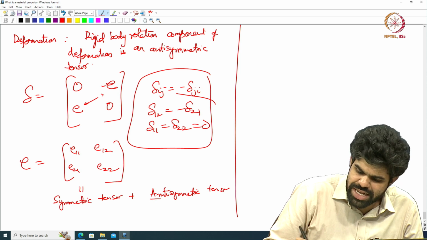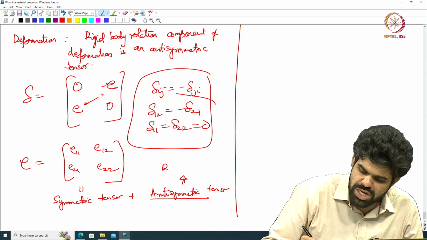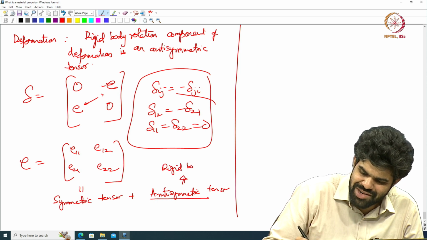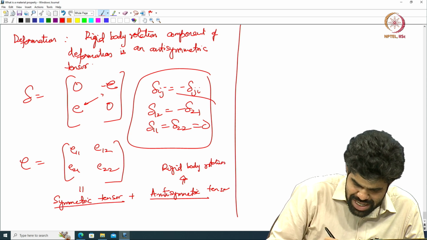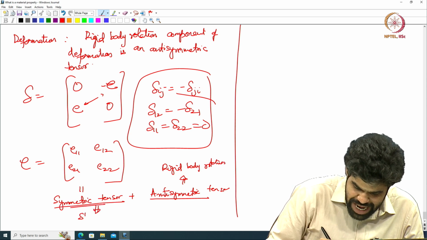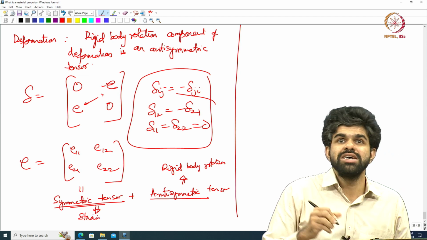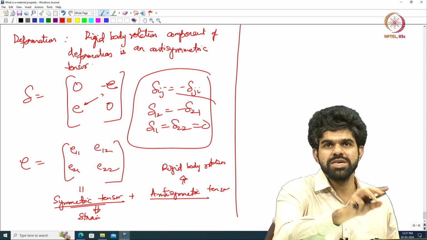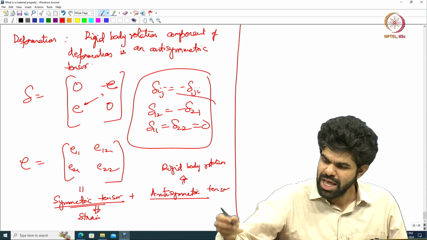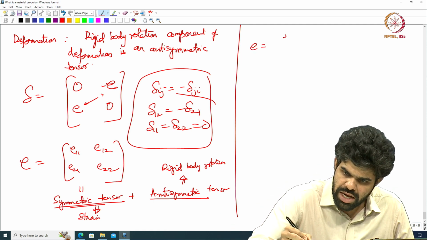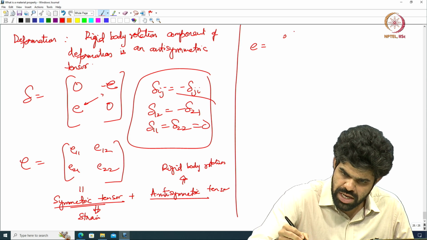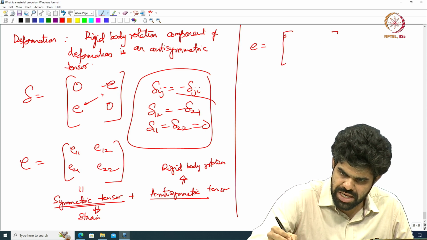Because I know that the antisymmetric tensor corresponds to rigid body rotation, and the symmetric tensor corresponds to strain, right. So, by definition, just the symmetric part of the deformation tensor is strain. Okay. All right. So, E then will be equal to, I am going to split it as a symmetric tensor.